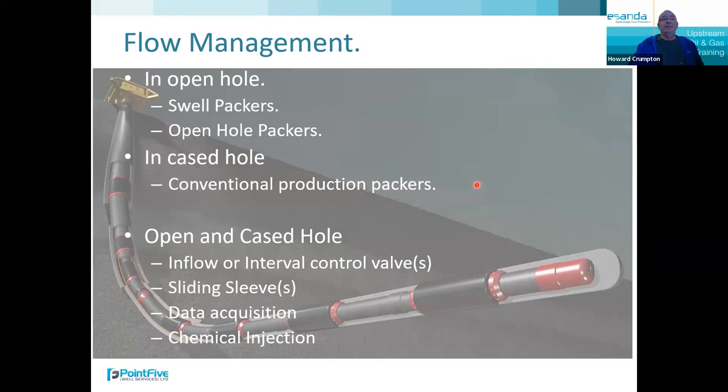In the reservoir, some wells will be completed what we call open hole. In other words, there's no casing, there's no cement. Others, we have cased hole. We put casing across the reservoir, we cement it in place and we perforate it. In open hole, we use swell packers and open hole packers. And this is for compartmentalizing the reservoir. It's for separating the different producing zones within the reservoir.